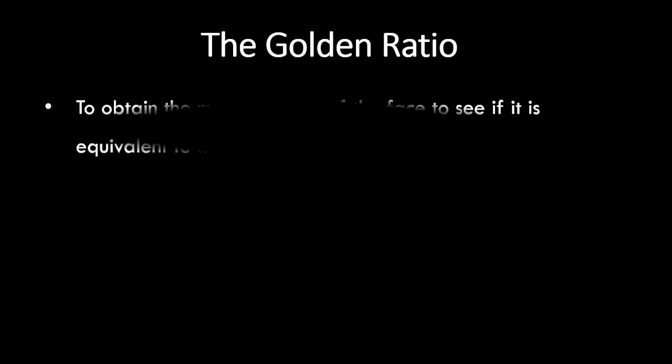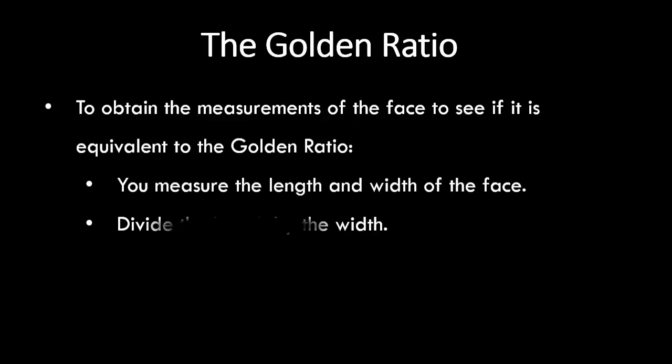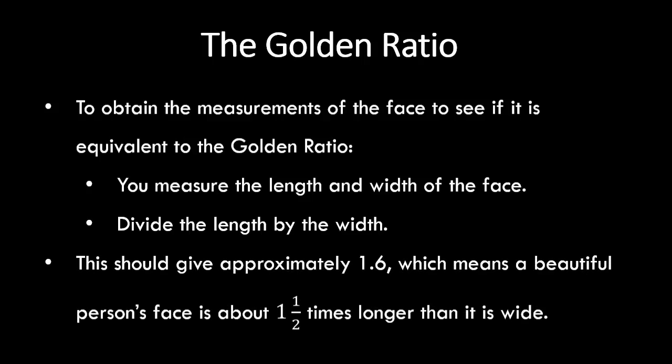To obtain the measurements of the face to see if it is equivalent to the golden ratio, you measure the length and the width of the face. Divide the length by the width. This should give approximately 1.6, which means a beautiful person's face is about 1.6 times longer than it is wide.